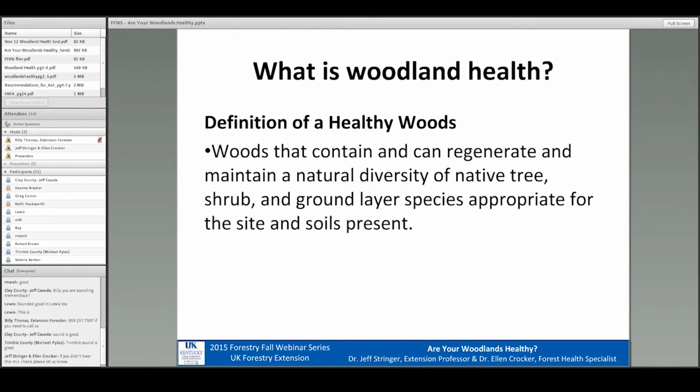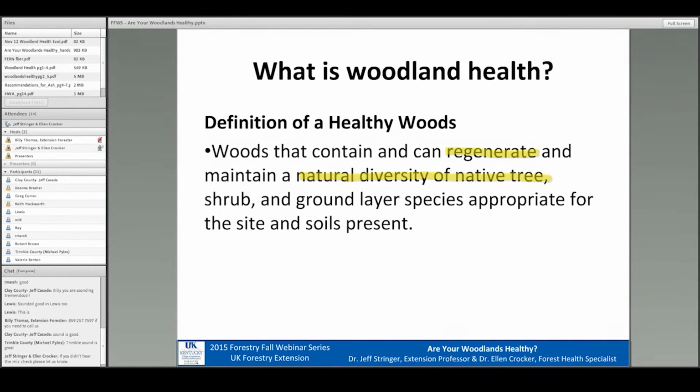And first of all, we've got the word in here, regenerate. So we're not only going to be talking about whether your woods is healthy or not, not only looking at the trees that are standing there now, which certainly is important, but can that woods regenerate itself? So that's a process. We're going to talk about the fact that a woods that's healthy has the ability to regenerate itself, and it's going to regenerate itself with a natural diversity of native tree species.